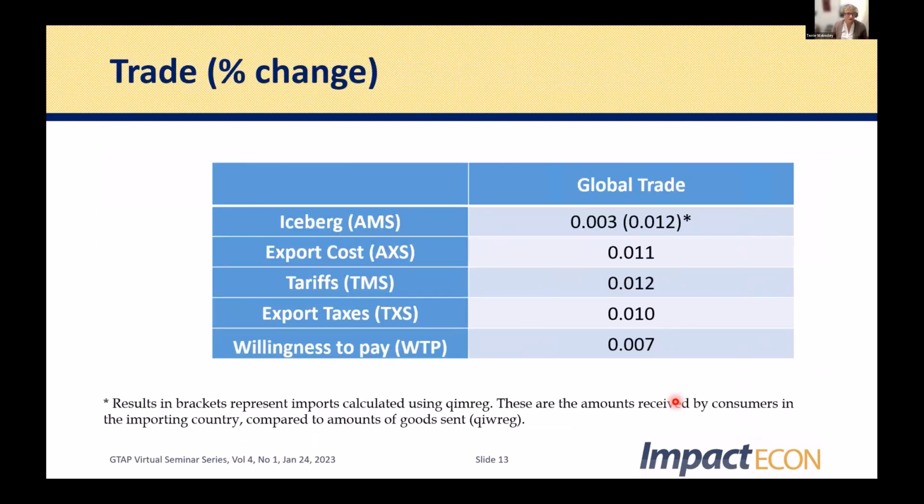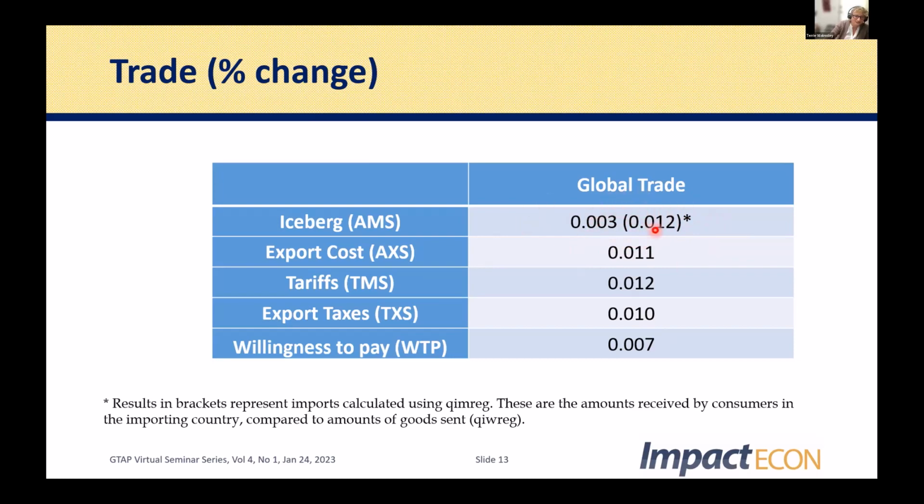The other thing to note about the differences between the methods is in terms of trade. You'll see very big differences between the iceberg method and the other methods. All the other methods have about a 0.01% change in global trade, but for the iceberg method, the gains in trade are usually a lot smaller. The reason is that this is the amount of exports that are being sent, and then the amount of imports that are being received, and the difference between that is the iceberg.